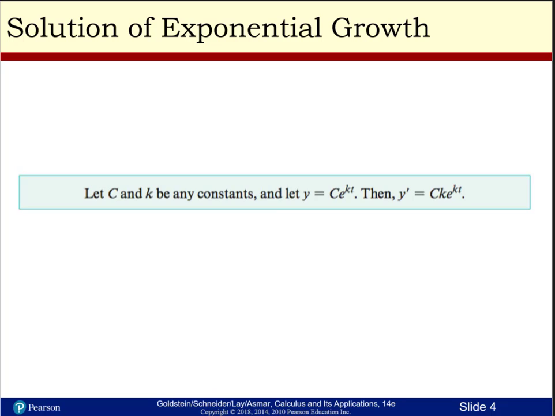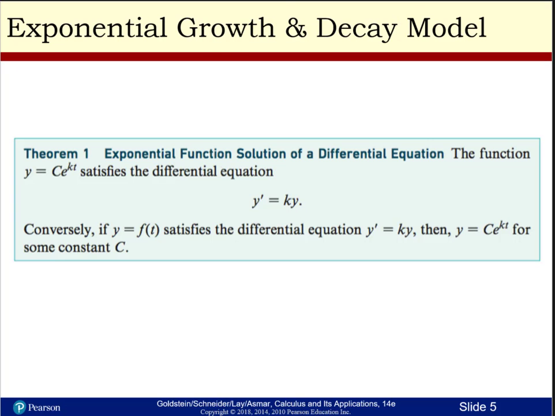Now, if we are looking at exponential growth and we have c and k any constants, and we let y equal capital C e to the kt, then y prime equals C k e to the kt, and that's a solution to that particular function. Theorem 1 is dealing with exponential function solutions of a differential equation. The function y equals C e to the kt satisfies the differential equation y prime equals ky. Conversely, if y equals f of t satisfies the differential equation y prime equals ky, then y equals C e to the kt for some constant C.